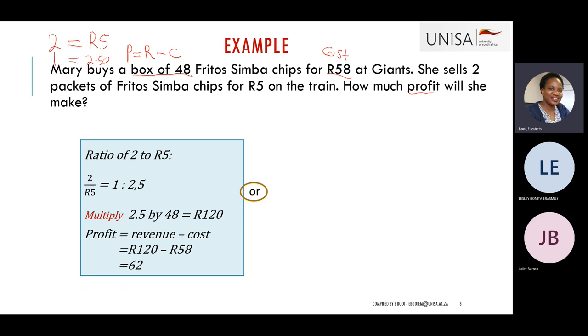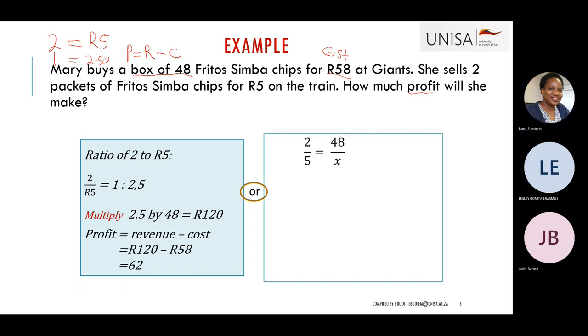The other way of using ratios, when the question looks like this and they ask you how much profit, you can say, we know the ratio of the packet to the amount or the sale. So we know that 2 packets are sold for 5 rand. So the ratio of 2 to 5 rand is the same as, we know that there are 48 Fritos in the box, but how much are we selling them for? We don't know how much they would give us.